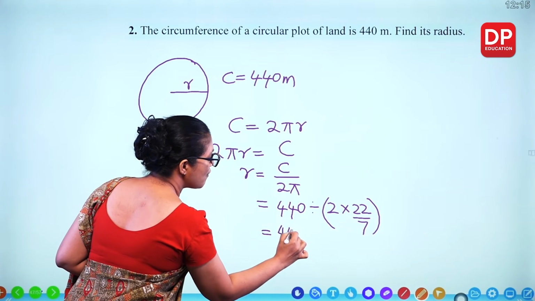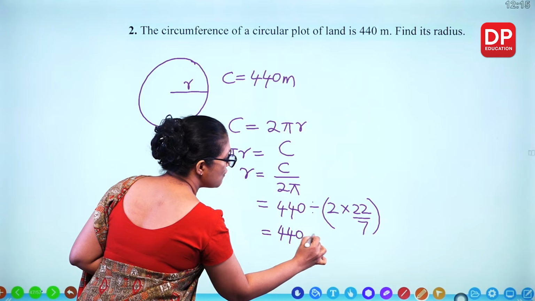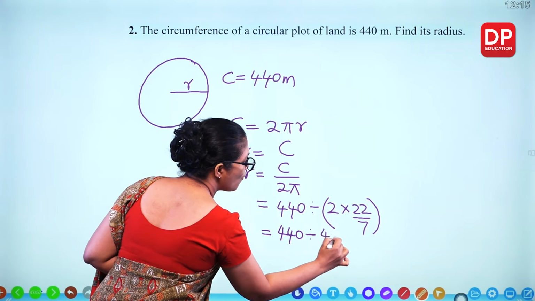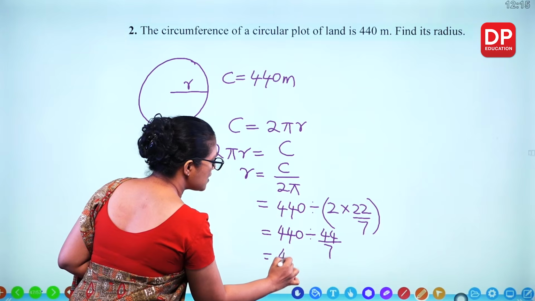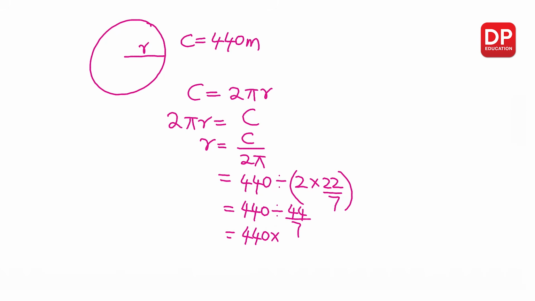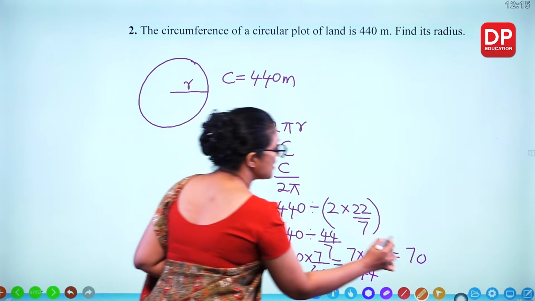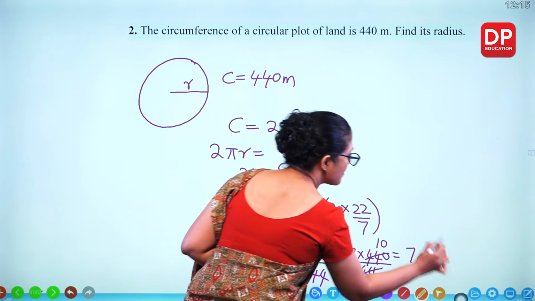So 440 divided by 44 over 7. How do you convert to multiplication? Take the reciprocal. 7 goes there, 44 below. So 7 times 440 divided by 44. You get 10 times 7, 70 meters is the radius.